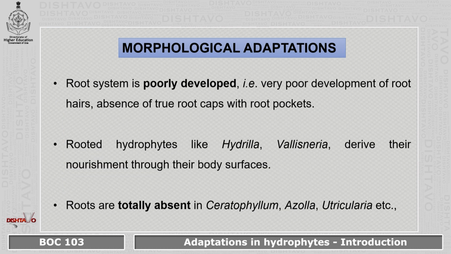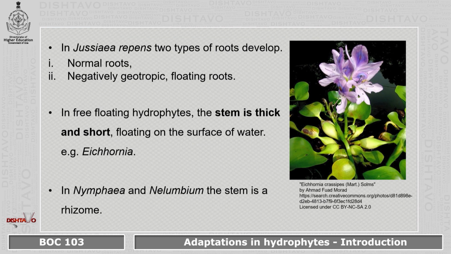Coming to morphological adaptations. Now, root system in hydrophytes is poorly developed. That is, very poor development of root hair and absence of root cap with root pockets. But there are some hydrophytes which also have root pockets, because this is what protects the plant from any external damage. Now, rooted hydrophytes like Hydrilla, Vallisneria derive their nourishment through their body surface itself. Roots are totally absent in some of the hydrophytes, such as Azolla, Ceratophyllum, and so on.